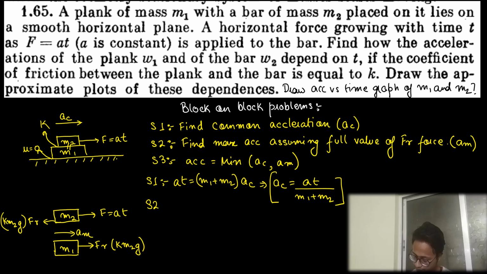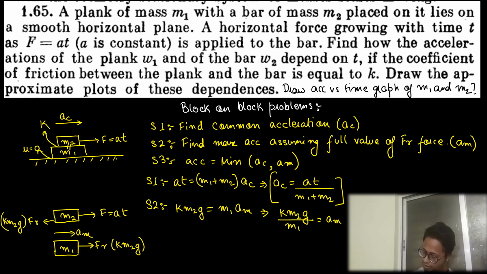Step 2: maximum acceleration. For maximum acceleration, force is equal to how much? K m2 g is equal to m1 into maximum acceleration, or the maximum acceleration of block 2 is equal to K m2 g by m1, which is the maximum acceleration of block m1.